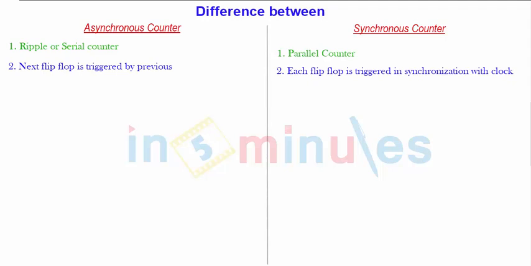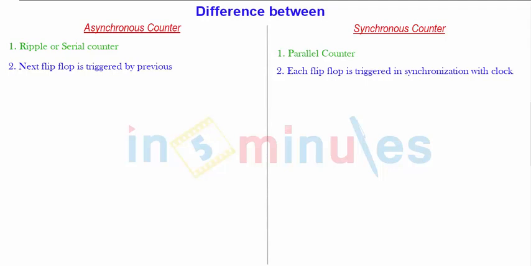Next point is, in the asynchronous counter, the next flip-flop to be triggered is triggered by the previous flip-flop. Meaning, if you are using 10 flip-flops, then for the 9th flip-flop to work, it has to depend upon the 8th flip-flop, that is the previous one, and it will require 8 clock cycles to get to the working of the 9th flip-flop. That's why it is asynchronous. In the synchronous counter, each flip-flop is triggered simultaneously.